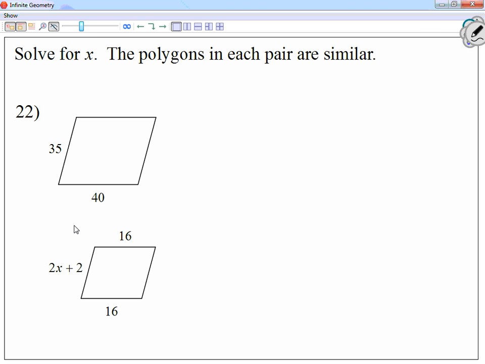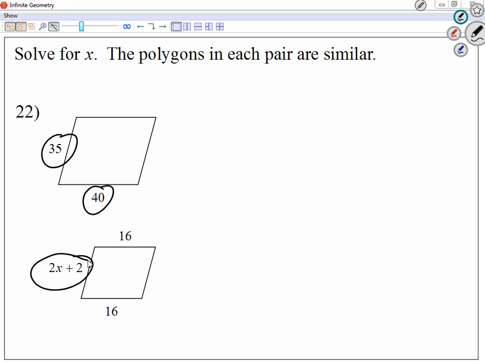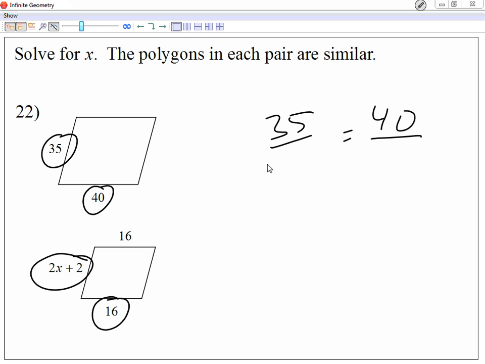My two measurements that I'm going to use from the top figure are 35 and 40. From my other figure are going to be 2x plus 2 and 16. Obviously 35 is less than 40, so I'm going to write 35, 40. So I wrote them from small to large. What do I write at the bottom? Which one's smaller, 2x plus 2 or 16? 2x plus 2. I think 40 over 16, we can simplify it. Let me divide each by 8. So we have 5 over 2.